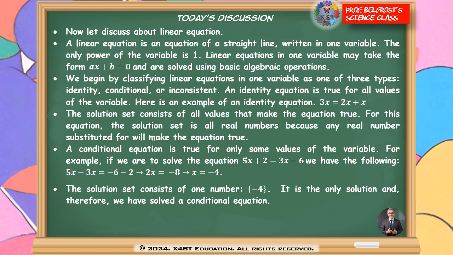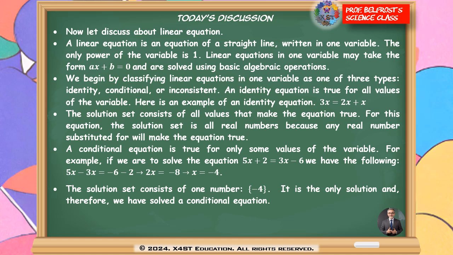An identity equation is true for all values of the variable. Here's an example: 3x equals x plus 2x. You know that this will always be true because x plus 2x adds up to 3x. So it's just identity to itself. The solution set consists of all real values, all numbers, that make the equation true.